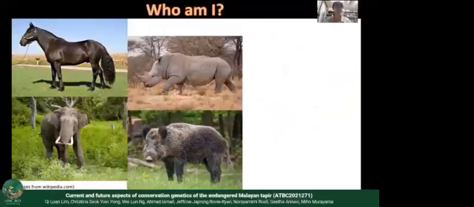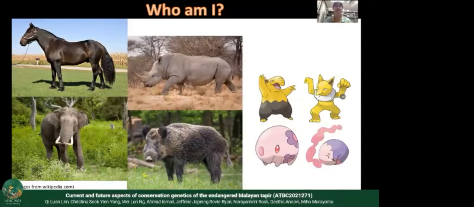Do you know the name of the animal that has some resemblance to a horse, a rhinoceros, a pig, and an elephant, but is none of them? That has multiple appearances in the Pokemon series? Right, it's the Sibuxiang, the tapirs.